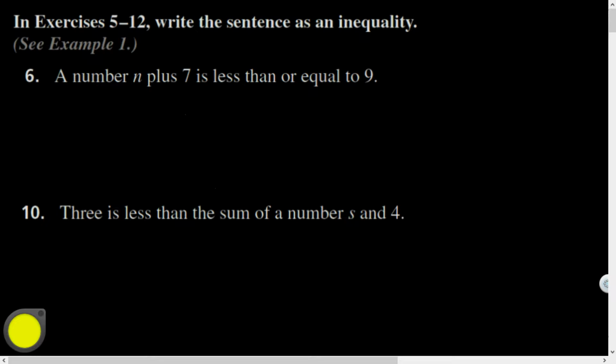We've been talking about inequalities, and here's some homework problems for you. So track with me here.